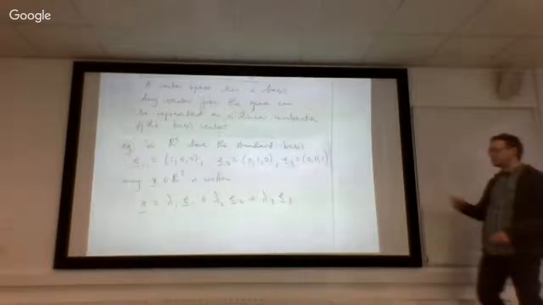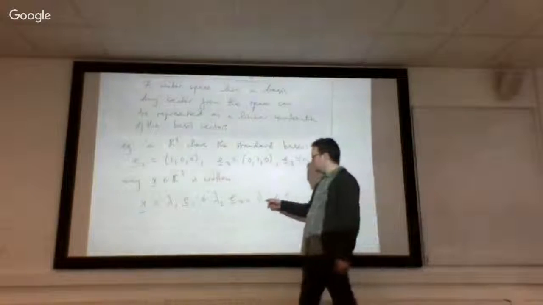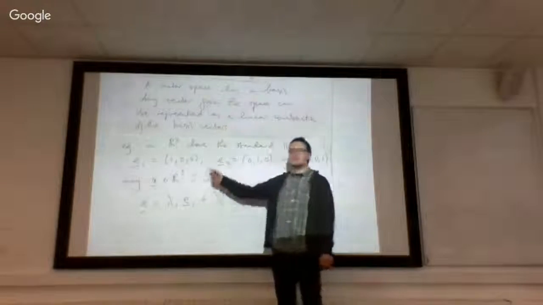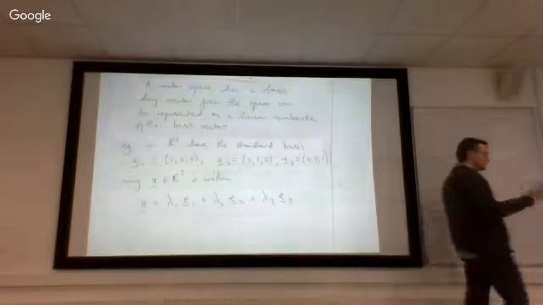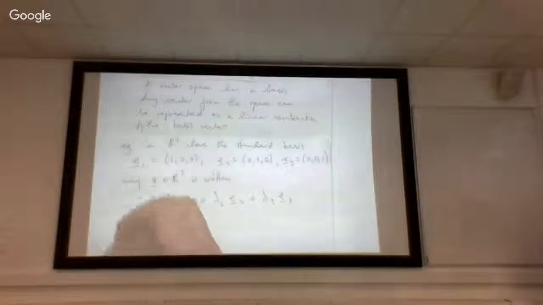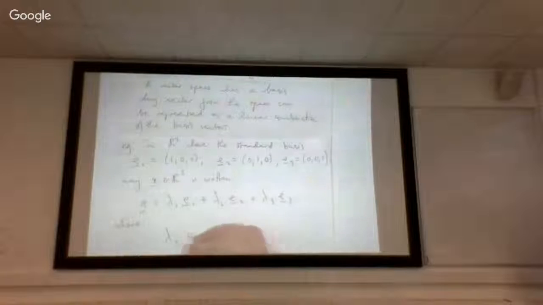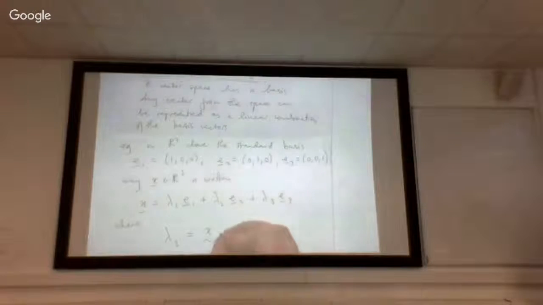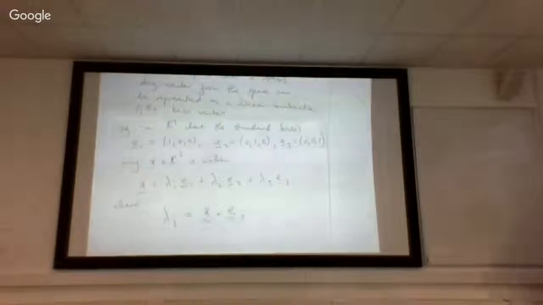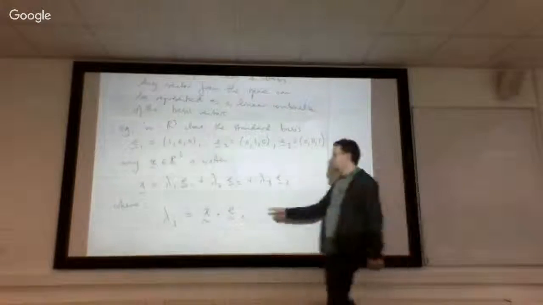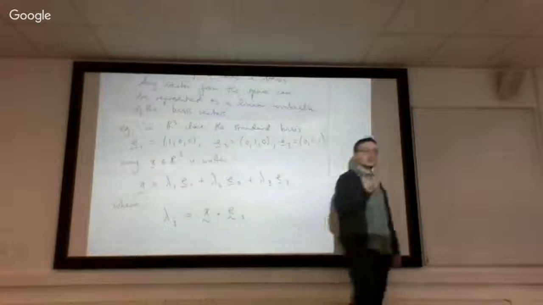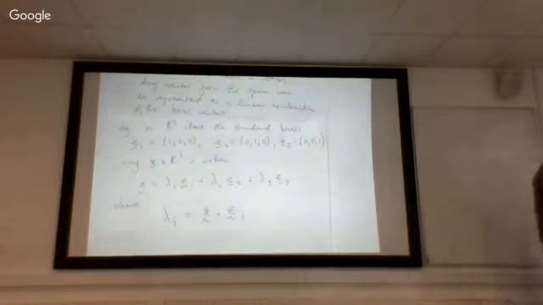And how are the individual components defined? How can you show how the components are defined in terms of the vector and the basis vectors? Well, there's this nice property that the component lambda i is the dot product of the vector with the basis vector from our standard orthonormal basis.